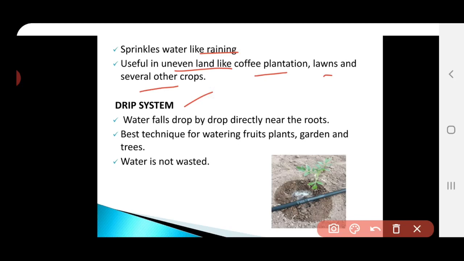And drip irrigation. Water falls drop by drop directly near the roots. So it is providing the water near the roots and the wastage of water is reduced here. It is the best technique for watering fruit plants, gardens and trees.